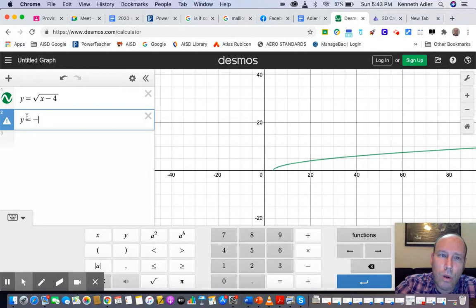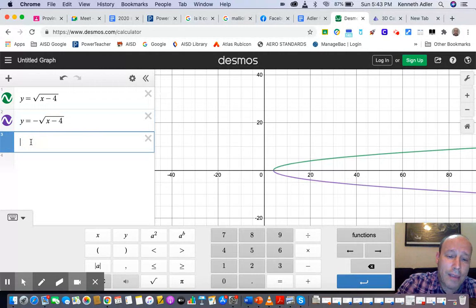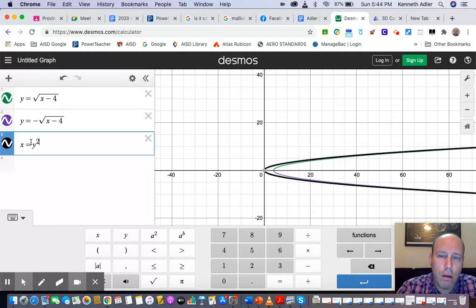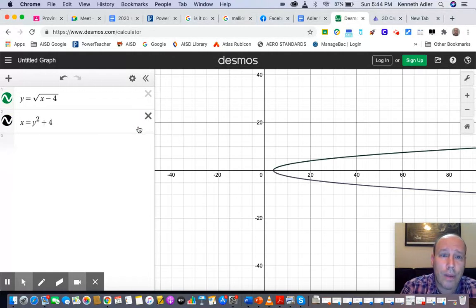So someone asks, why? If we put the square root of x minus 4, well, this is actually the solution of x equals y squared plus 4. Someone says, why is this not a function? Well, this is not a function because the x values will go to two y values. But anyway, let's take that out. We don't care.